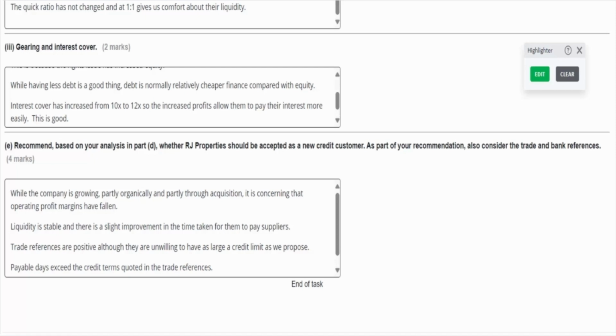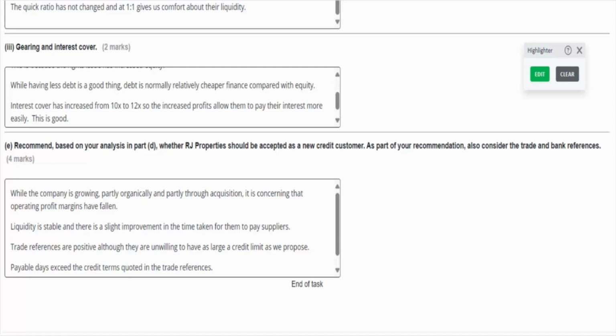Now, part B asks us to explain the usefulness of trade and bank references as part of a credit assessment decision. Notice that the question says trade and bank references. And in AAT's marking scheme, it says that there is a maximum of 3 out of the 5 marks if you only consider trade or bank references, but not both.